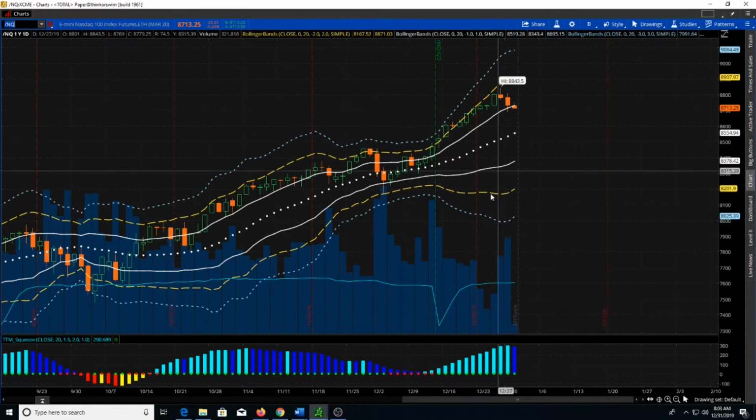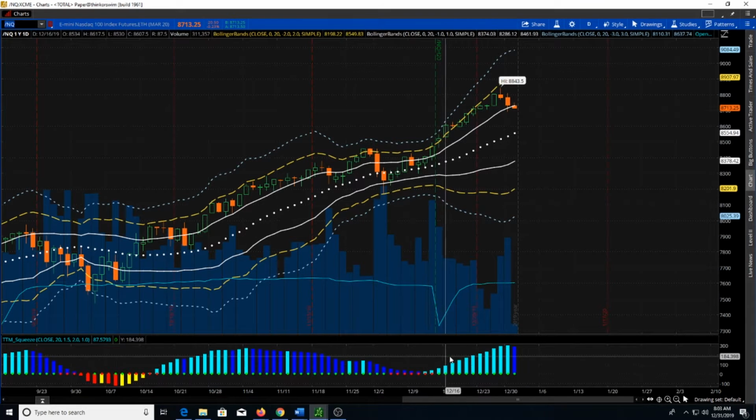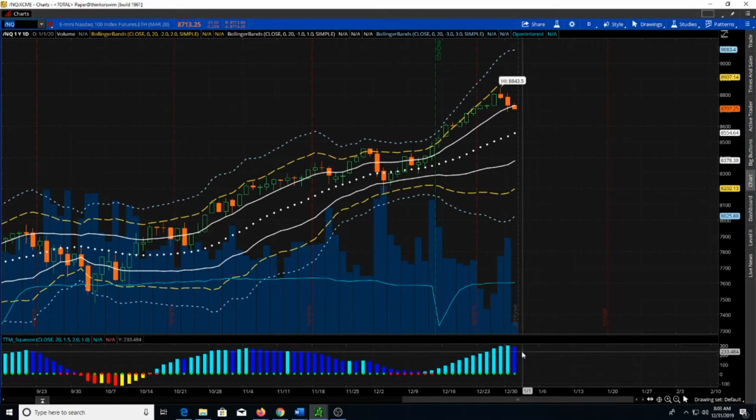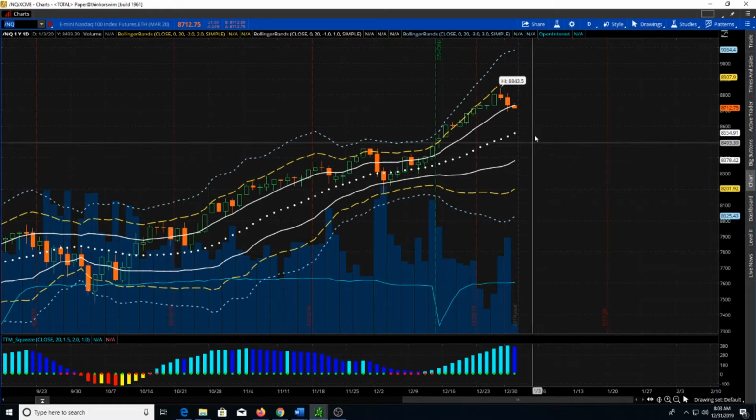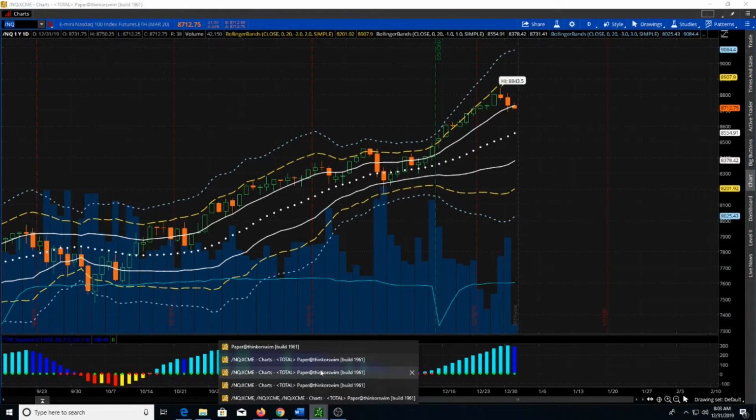But we're also getting some consolidation now, as we see the TTM Squeeze indicator starting to indicate that we're getting some consolidation, contraction, and a little bit of choppiness. Let's take a look at the other chart.